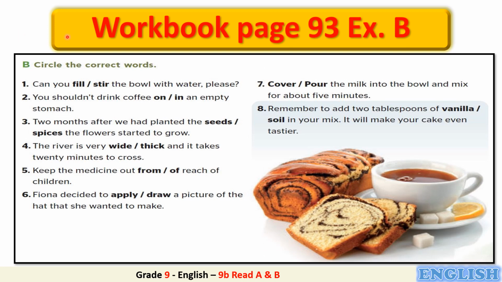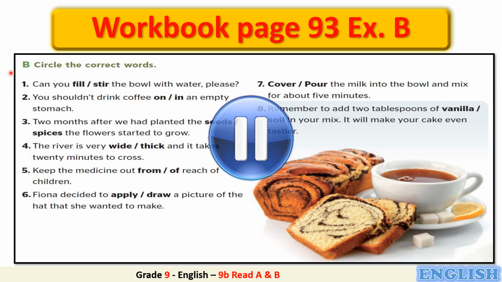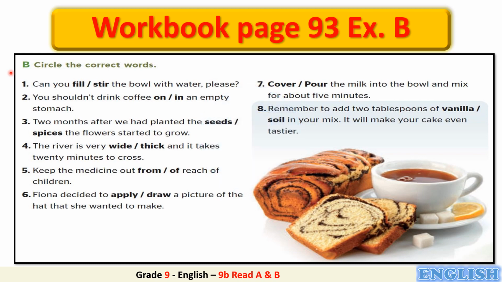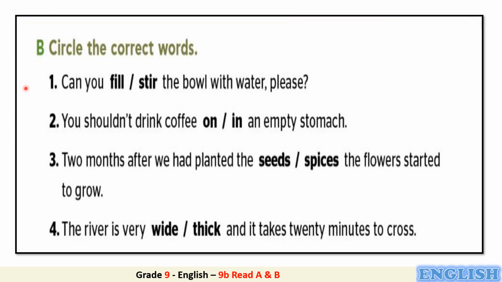Now, let's practice the new vocabulary by going to Workbook Page 93 and doing exercise B. In this exercise, you are going to circle the correct words. Each sentence contains two options. Now, please pause the video, read the sentences, and try to choose the correct words. Now, let's check the answers together.